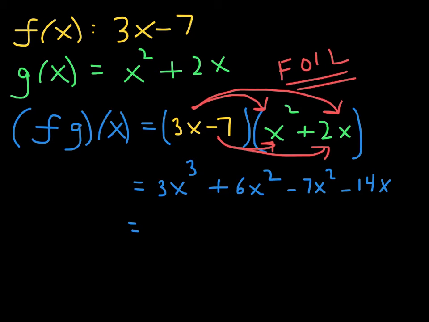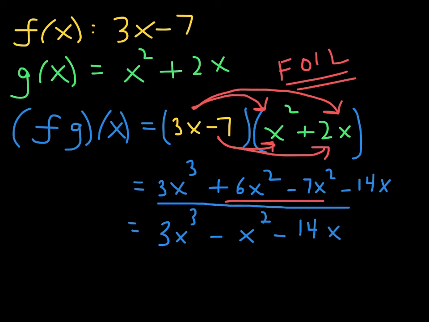All right, combining like terms. Hopefully this feels really natural for you. You can see that these two are your like terms, and so those are the only two terms you can combine to give you your final answer of 3x cubed minus x squared, minus 14x. All right, this is the product function. Now, this is what we got when we multiplied the functions together.